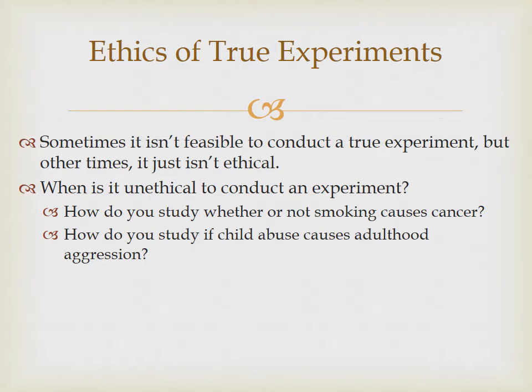As another example, how would you study if childhood abuse causes adulthood aggression? Similar to our first example, it would not be appropriate to enroll children into a study and then randomly assign them to be abused or not. So as you can imagine, there are times where we just cannot ethically conduct the true experiment. So what do you do?